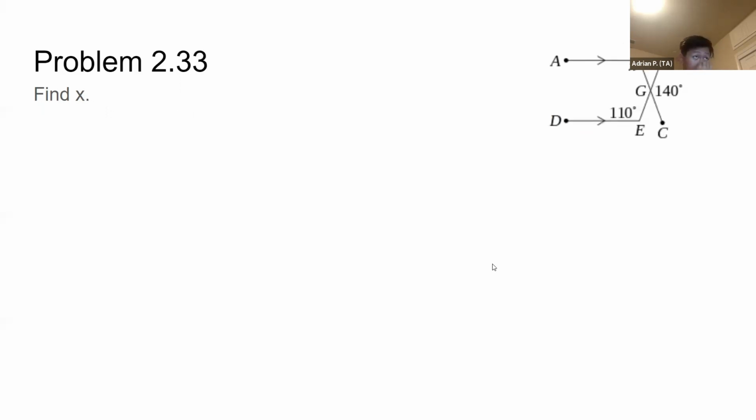Okay, so for this one, here it is. You just have to find what x is. And I'll give maybe 3 minutes for this one.